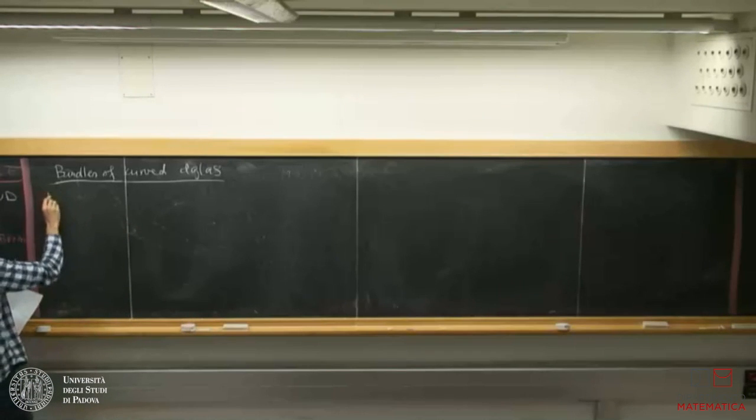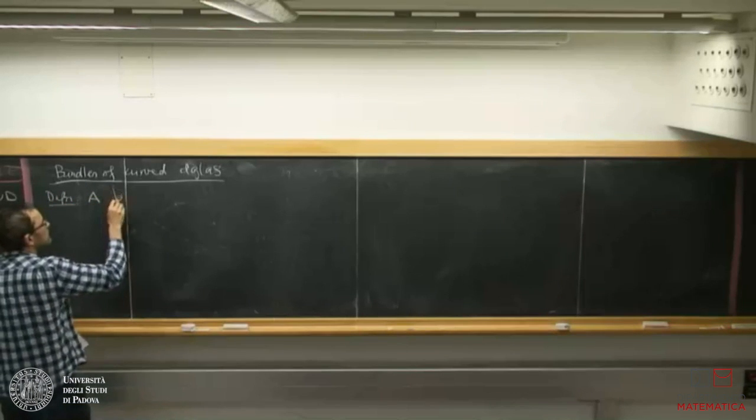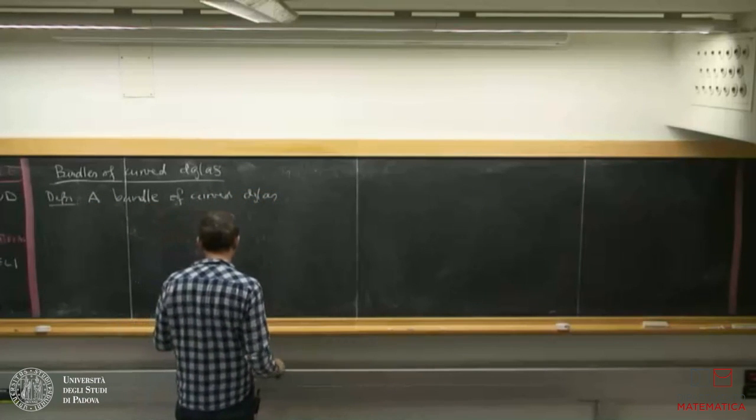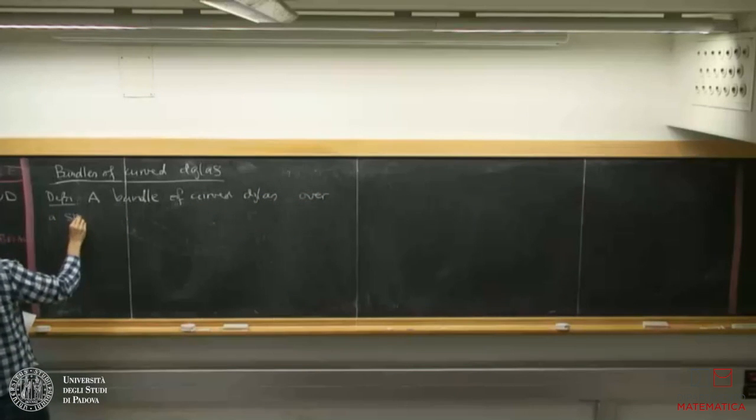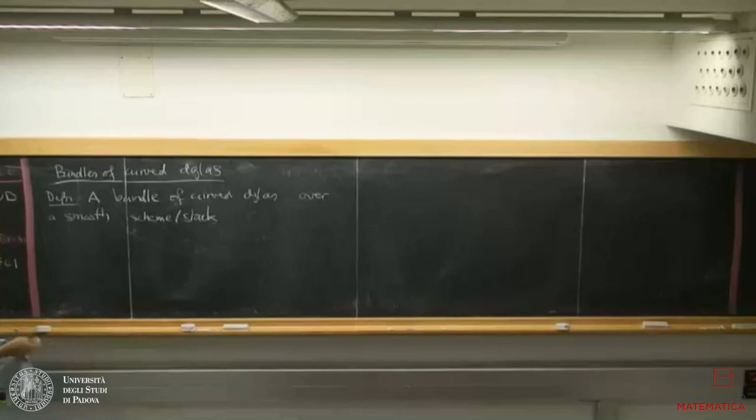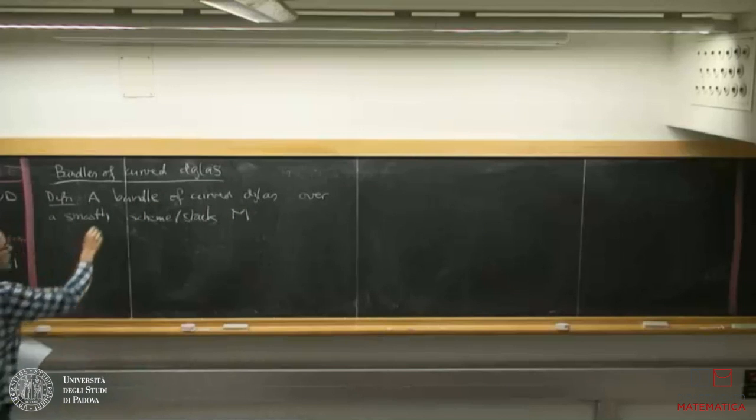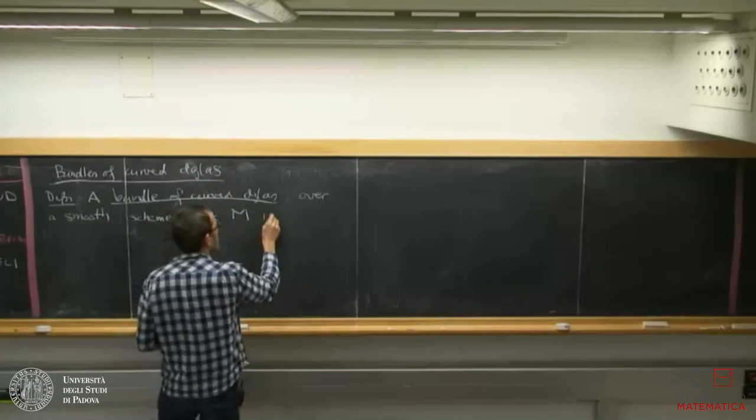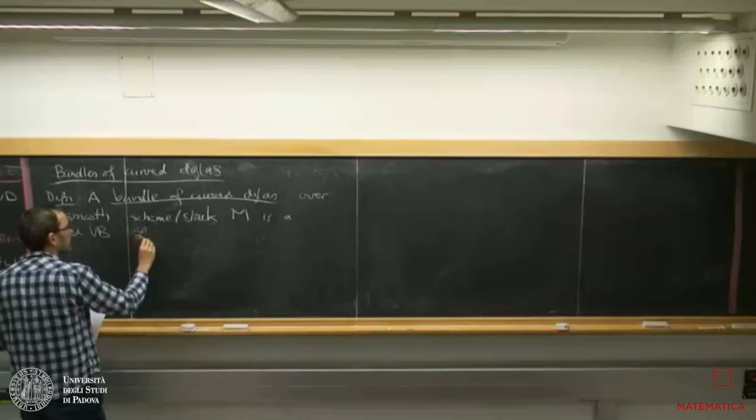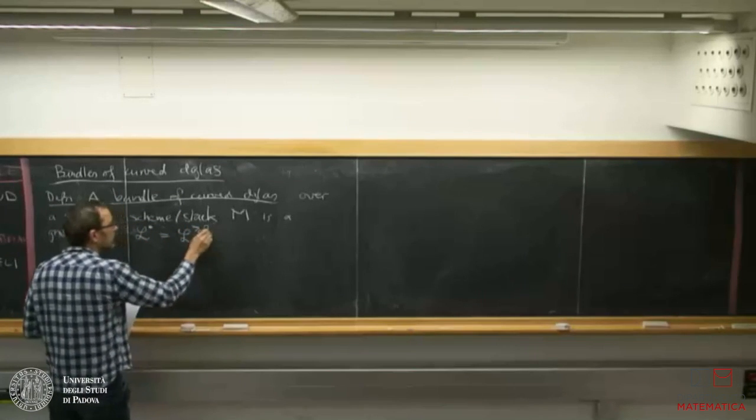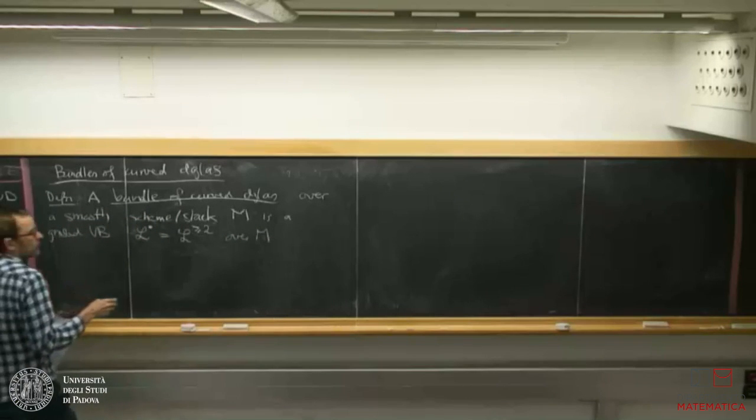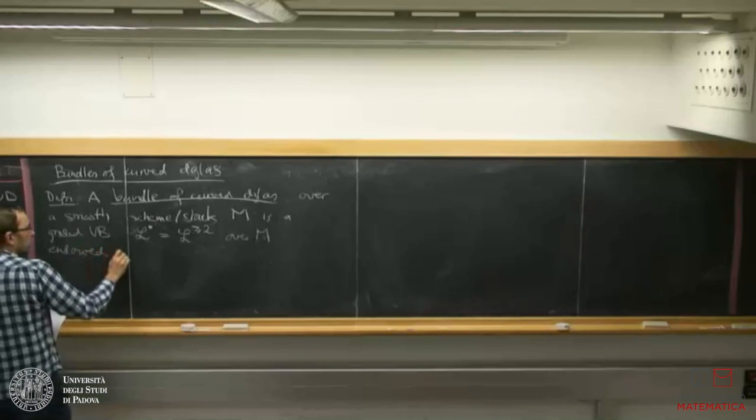So, here's the definition. A bundle of curved DGLAs over a base, which is always going to be a smooth scheme or stack, and by stack I just mean a classical one, M. So this is a graded vector bundle over the smooth scheme, denoted by L dot. It only starts existing in degree 2, and then it has higher components, endowed with some extra structure.